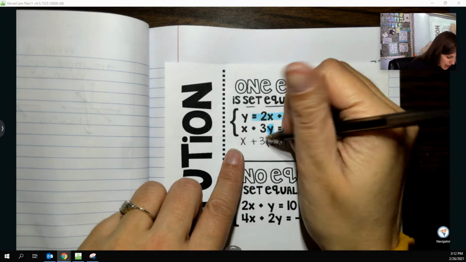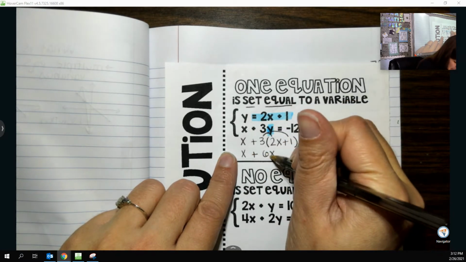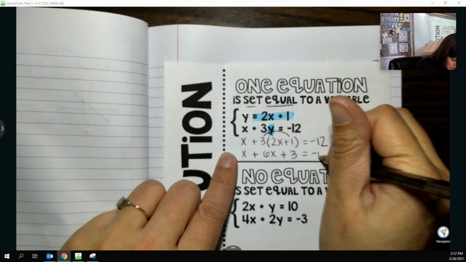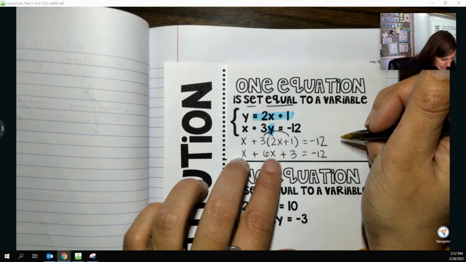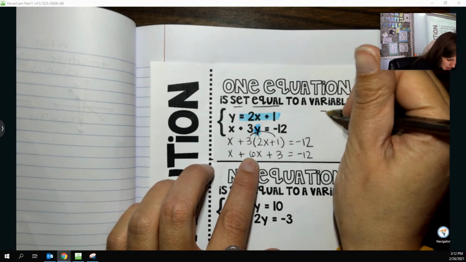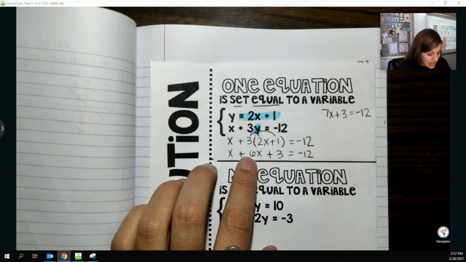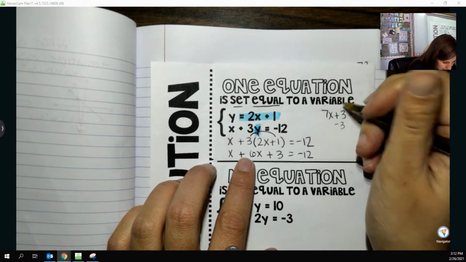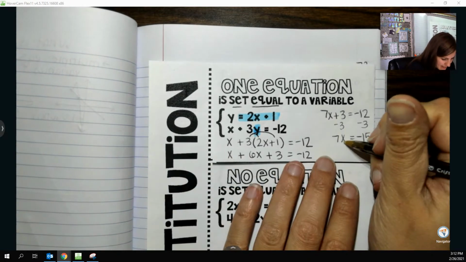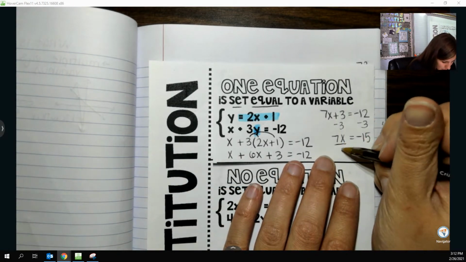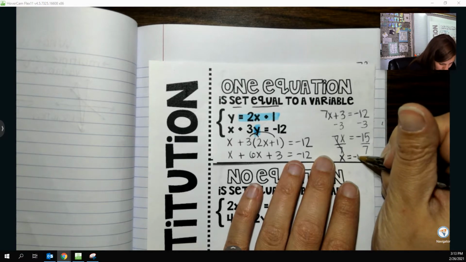So to think about solving now, I would distribute, and we would have x plus 6x plus 3 equals negative 12. And then I can combine like terms because these x's are like terms. So I have 1 here, 6 there, for 7x plus 3 equals negative 12. And then I would work on getting x all by itself. So I'd subtract that 3 from both sides, and I'd have 7x equals negative 15. And then to get x all alone, I would divide both sides by 7. And it ain't going to be pretty, but we get negative 15 over 7.